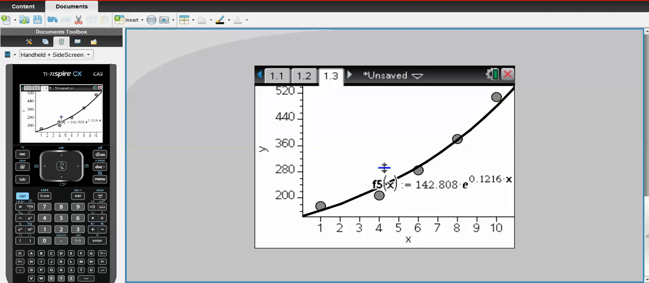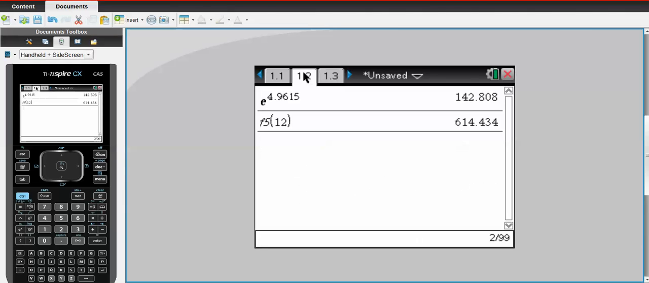As it happens on mine, it's got it stored as f5 of x. So the last thing I've done, hang on. Okay, hopefully that's come across. The last thing I've done, and this is the bit you actually asked about, sorry, was find out what y was when the year was 2005. Well, that's when x will be 2, 2 years after 2003. So I've just put in f5, the function that I've defined already, and I've put x into that, and it's given me a value of 614.434. So that would be the answer to C.